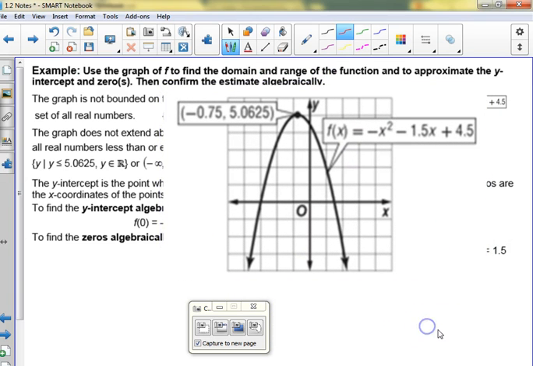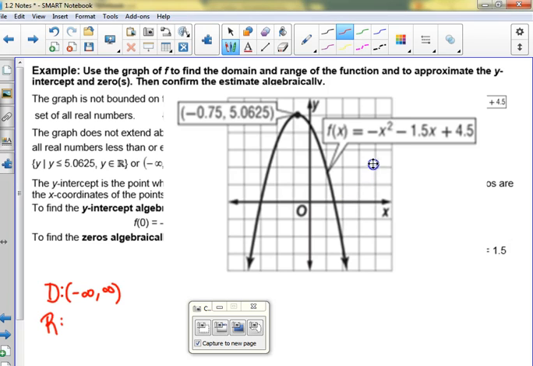Can anybody tell me domain and range? Why is the domain -infinity to infinity? It keeps expanding outward. And remember the rules. Here's the equation right up here. Does it have a denominator or a square root? No. All right. The range, you've got to look at the graph and figure out.